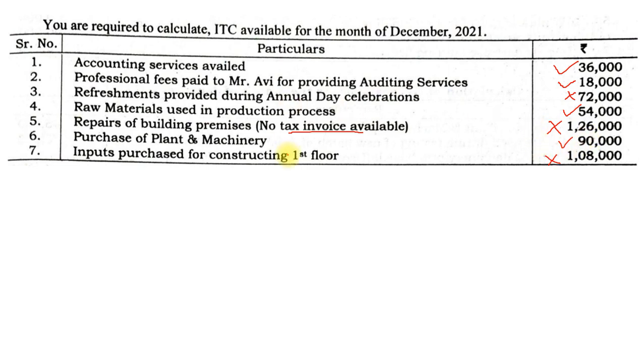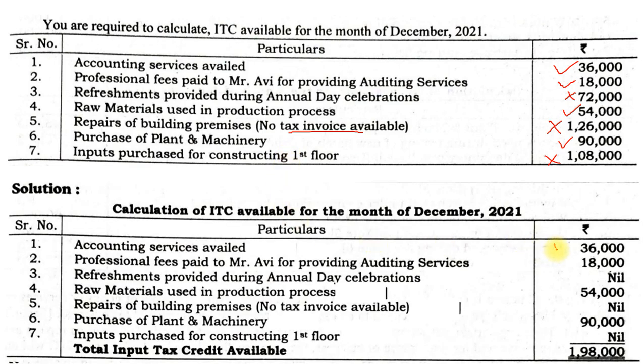So the solution: accounting services, yes. Professional fees, yes. Refreshment, no. Raw material for production, yes. Purchase without an invoice, no. Plant and machinery, yes. Construction raw material, no. So the total came to 1,98,000.